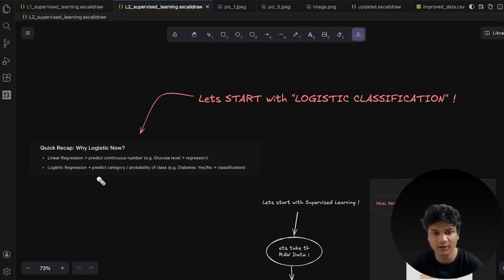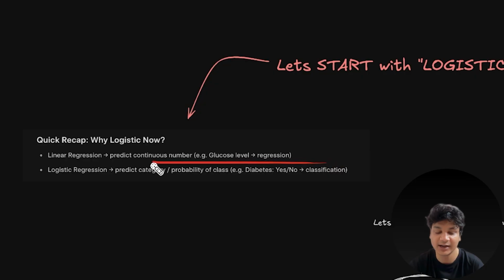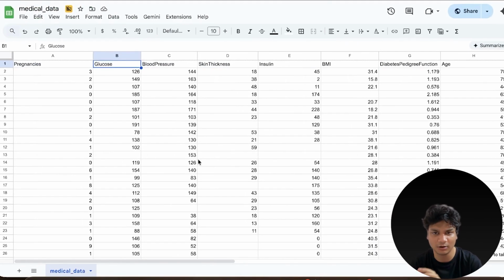Today we are supposed to predict whether a patient has diabetes or not. There is a difference, right? Last time we were predicting a number. This time we are predicting a classification, whether the patient has diabetes or not. Okay, so what does that mean? So again, hop into this data.